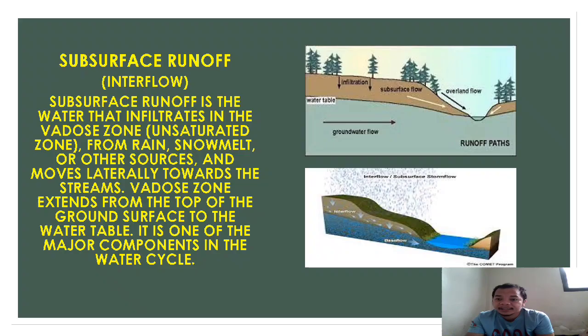So next is subsurface runoff. Subsurface runoff is the water that infiltrates in the vadose zone, the unsaturated zone, from rain, snowmelt, or other sources and moves laterally towards the stream. The vadose zone extends from the top of the ground surface to the water table. It is one of the major components in the water cycle.